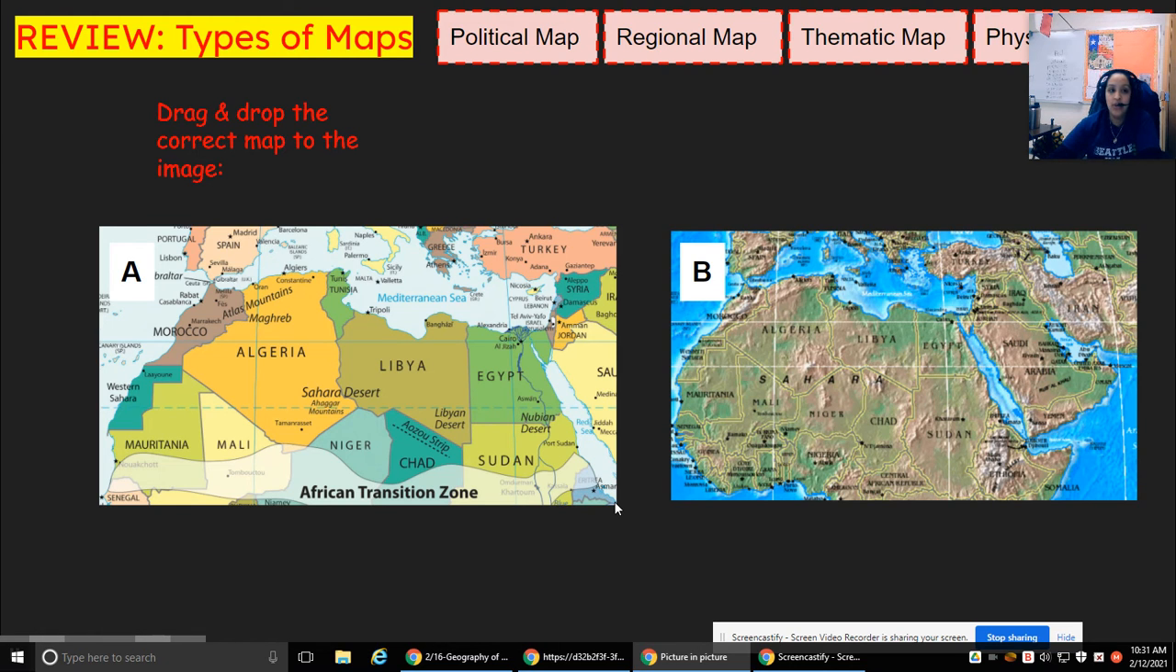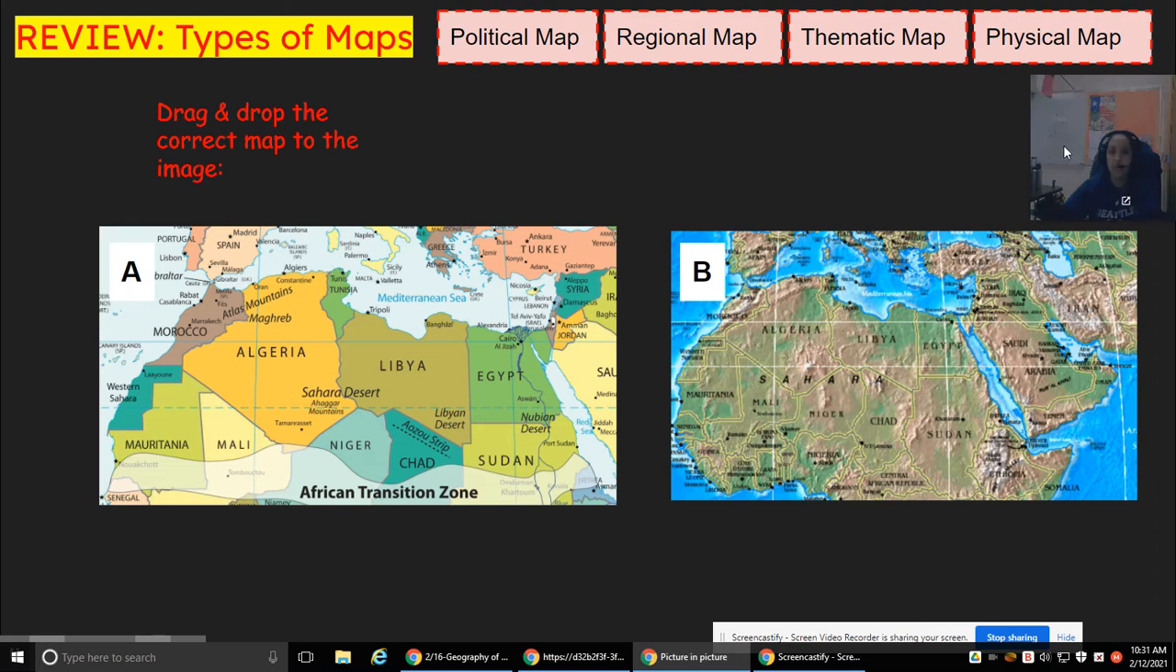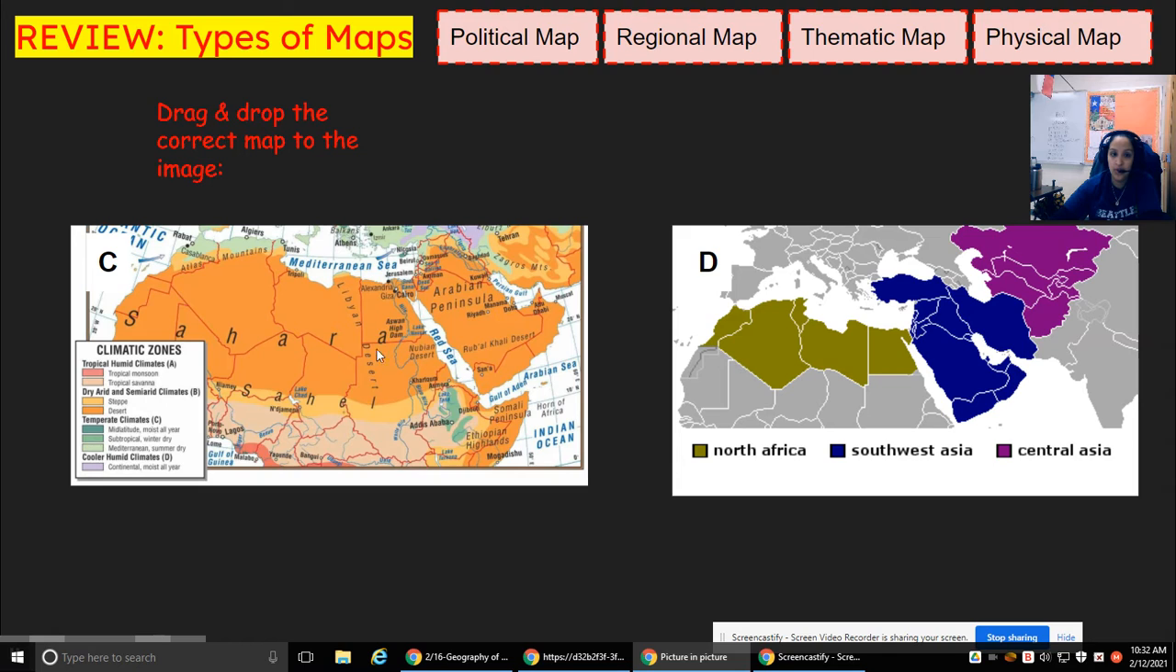All right, so you are going to drag and drop the correct map to the image. So you have political, regional, thematic, and physical maps. So you're going to drag 2 of these to either A or B, and then the other 2 remaining will go to C and D. So you need to know the differences between those different maps.